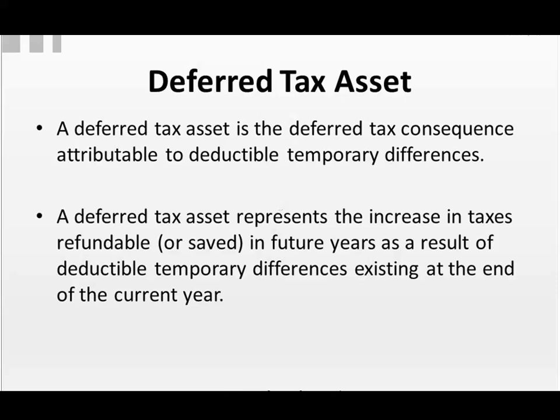All right. So the deferred tax asset represents the increase in taxes refundable or saved in future years as a result of deductible temporary differences existing at the end of the current year. Okay, so at the end of the current year, I got $50,000 of expenses on the tax return that Uncle Sam owes me. I can't take them on the 17 return, but it'll let me have them on the 18 and the 19 return. So when somebody owes you something, it's like an asset. So the deferred tax asset is like due from Uncle Sam.